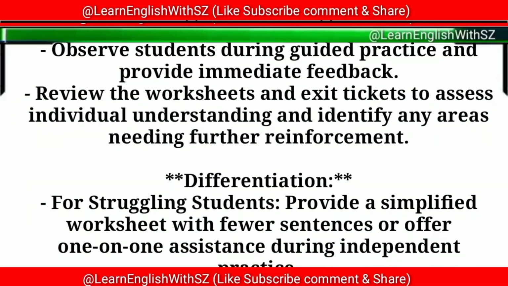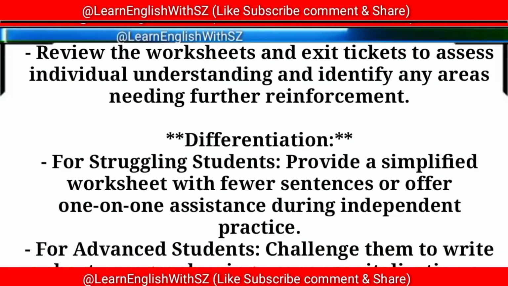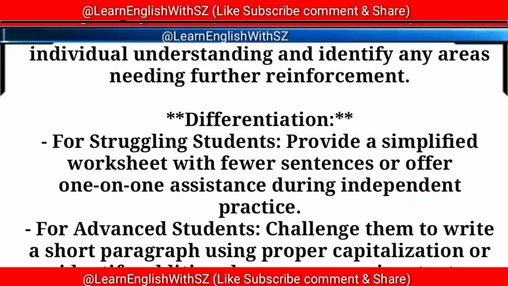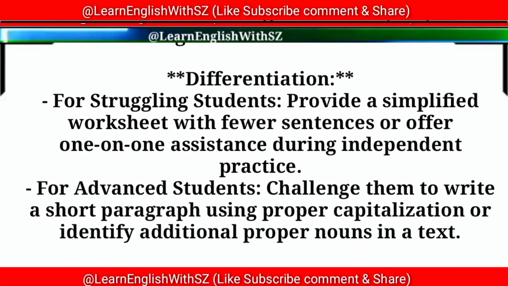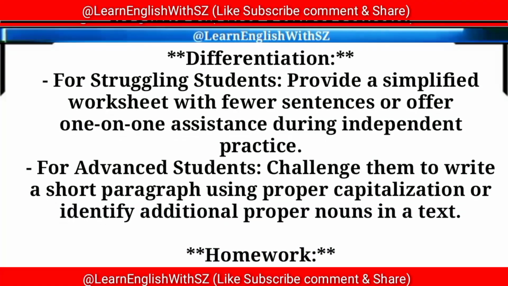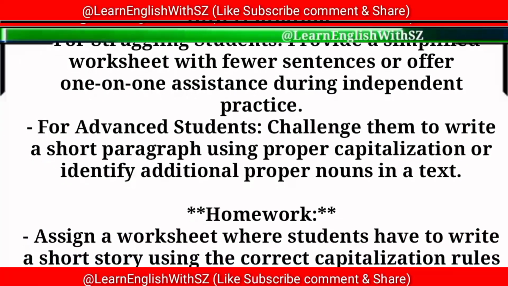Differentiation. For struggling students, provide a simplified worksheet with fewer sentences or offer one-on-one assistance during independent practice. For advanced students, challenge them to write a short paragraph using proper capitalization or identify additional proper nouns in a text.